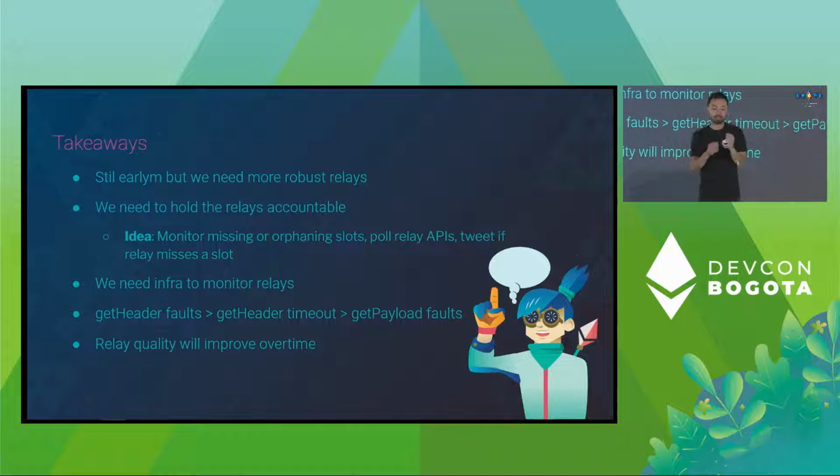In terms of faults and timeouts, I think I prefer get header faults. Then I prefer get header timeout. Then I prefer get payload faults, just because with get header faults you can still propose a block, and then it's most likely fine. And I do believe that relay quality will improve over time, just because it's still relatively early-ish. So they're still learning, and we're still learning, and it will improve over time.